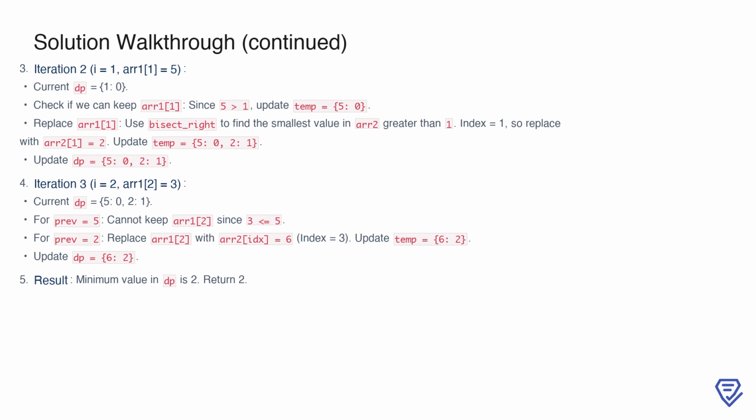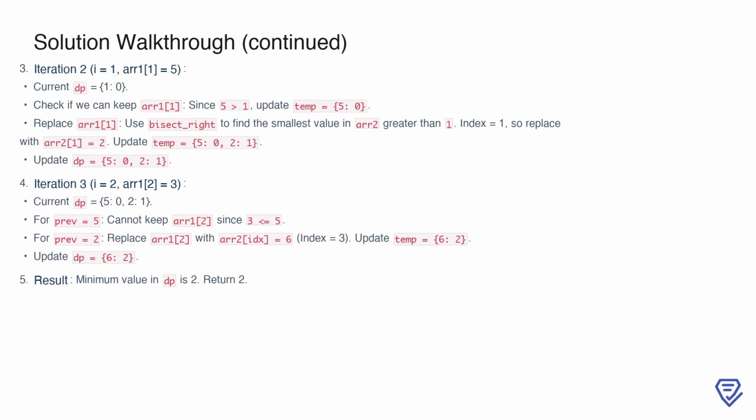For the third iteration, we now look at ARR1[2], which is 3. The current DP is {5: 0, 2: 1}. For the previous value of 5, keeping 3 is not possible because 3 is not greater than 5. However, for the previous value of 2, we can replace 3 with the next valid value in ARR2, which is ARR2[3], or 6. This requires 1 additional operation, so temp becomes {6: 2}. We then update DP to {6: 2}.